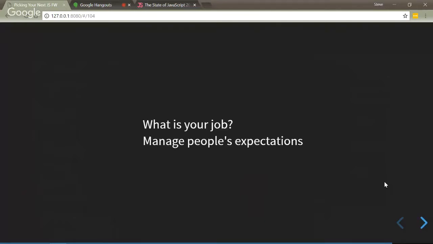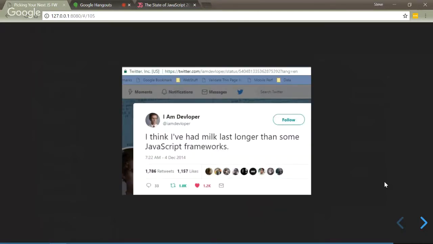What was your job? First thing, my first IT job, my boss asked me that question on the first day. What's your job? It's really managing people's expectations, because your framework choice is going to go out of style and not be supported at some point in the future. I've had milk that lasts longer than some JavaScript frameworks. I mean, I think the current ones have some legs, but things will change again too.